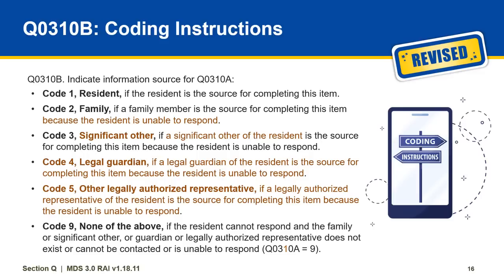Code 4, legal guardian, if a legal guardian of the resident is the source for completing this item because the resident is unable to respond. Code 5, other legally authorized representative, if a legally authorized representative of the resident is the source for completing this item because the resident is unable to respond. Code 9, none of the above, if the resident cannot respond and the family or significant other or guardian or legally authorized representative does not exist or cannot be contacted or is unable to respond. Q0310A equals 9.